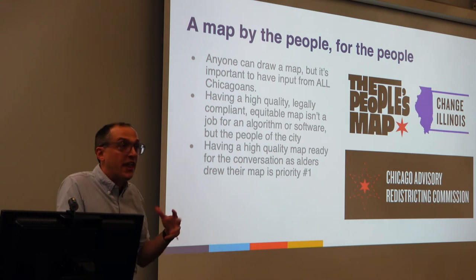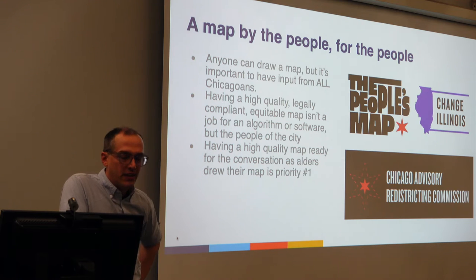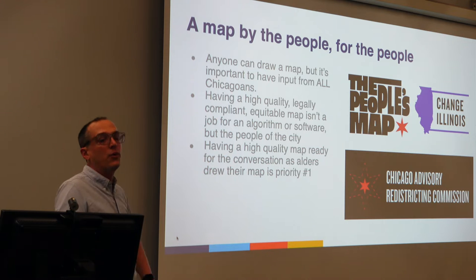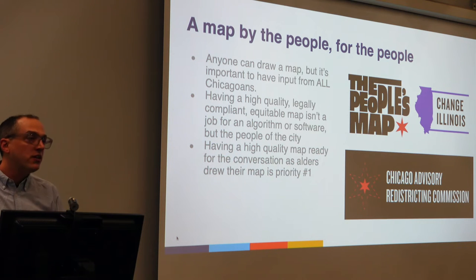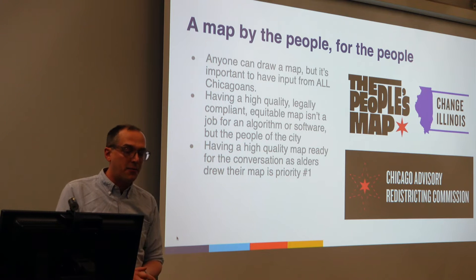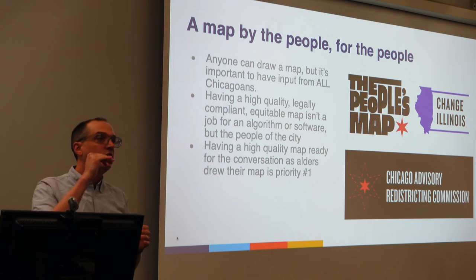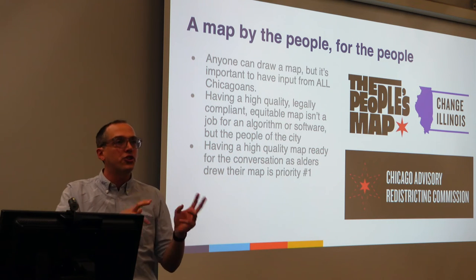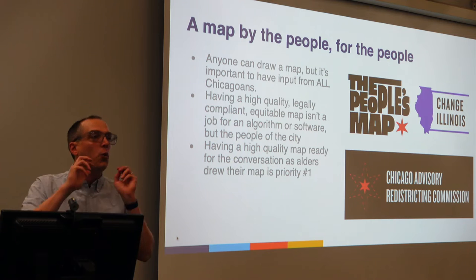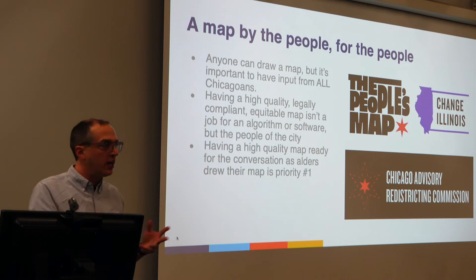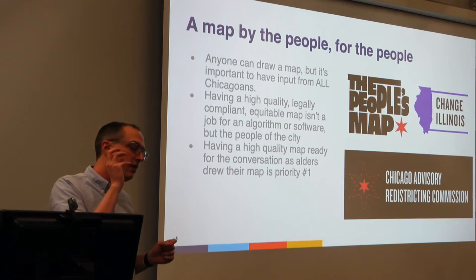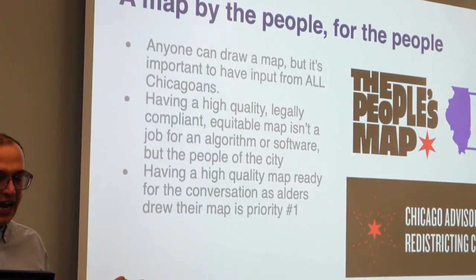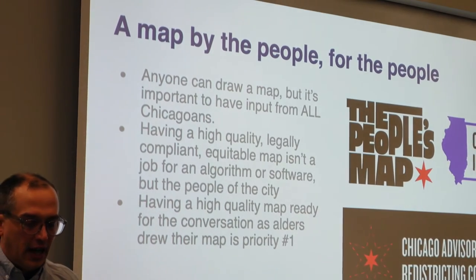And so thankfully, I was able to connect with a group of folks that were deciding, you know what, we're just going to do this the right way. The Chicago Advisory Districting Commission was formed by a nonprofit by the name of Change Illinois. And they said, look, we are going to model good behavior for the city. If the city is not going to do public engagement and find out what people want their wards to look like, we're going to do it. If the city is not going to do the job of map drawing out in public, we're going to do it. And this is really exciting.